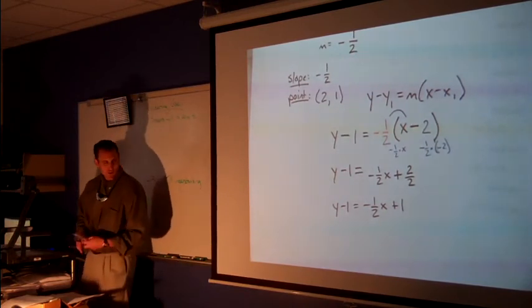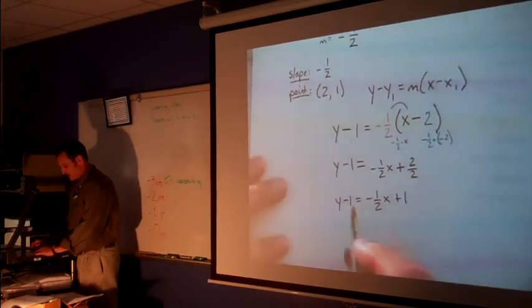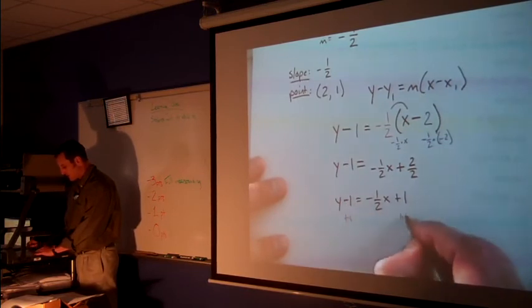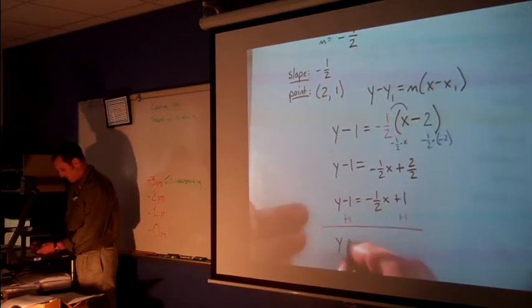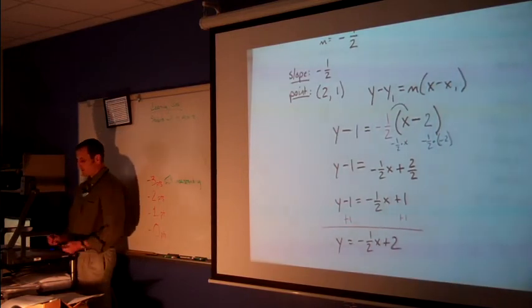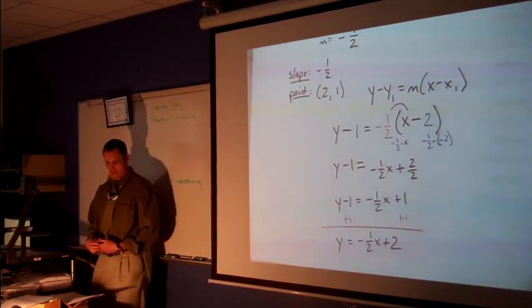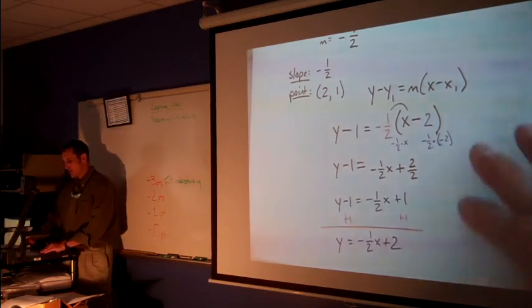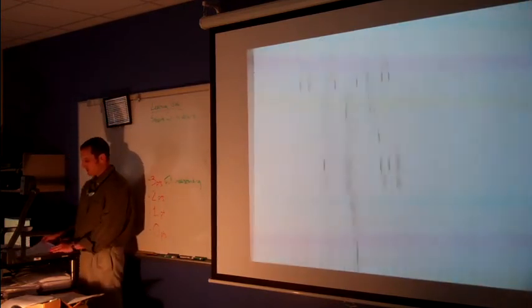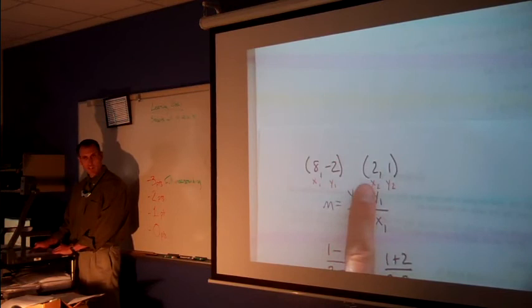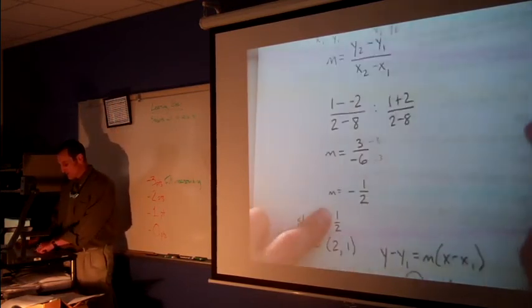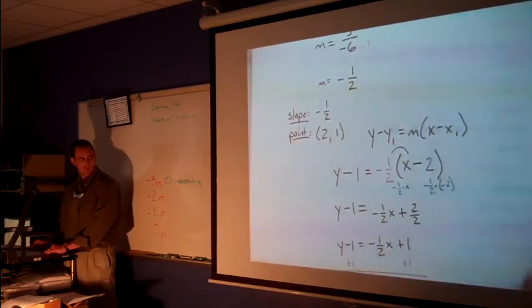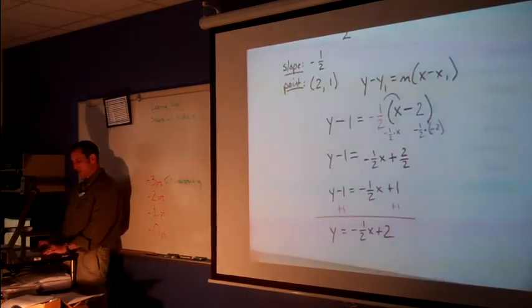Finally, I just need to solve for y. Add 1 to both sides, and we are okay. So our equation is y equals negative 1/2 x plus 2. So again, we started from two ordered pairs. We needed a point and a slope. We had a point, we just needed a slope. We found the slope, used the point-slope formula, cleaned it up, wrote the equation.